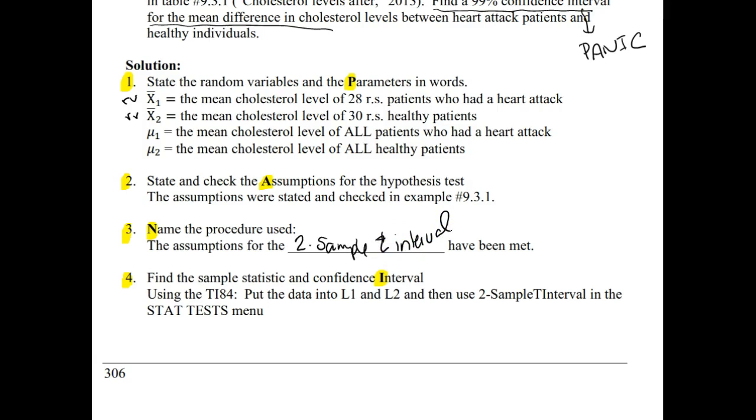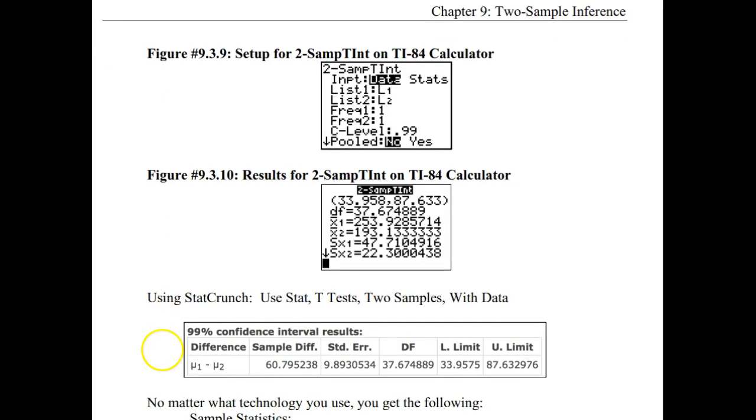All right, so our fourth step now is to find that confidence interval along with the point estimate for that interval. And again, we're going to use technology. If you use the TI-84, you would need to first put data into L1 and L2 to use the 2-sample t interval in the stat test menu. Or we can also go to StatCrunch and use t-test, 2 samples, with data, where you would have had to upload those 2 lists of data first.